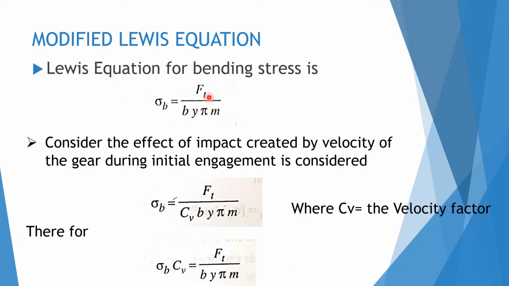And we know that sigma b is equal to Ft by B into Y into pi m, right? So consider the effect of impact created by velocity of the gear during the engagement. While considering that one, we will get sigma b is equal to Ft by Cv into B into Y into pi m. That value Cv is known as velocity factor, right? So therefore we can write sigma b into Cv is equal to Ft by B into Y into pi m. This is another equation while considering the effect of impact created by velocity during the engagement.